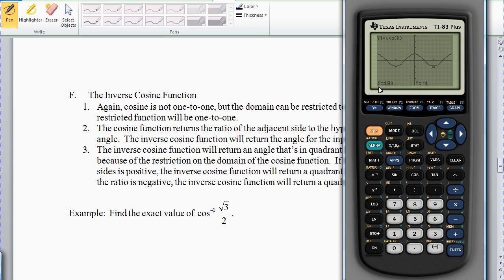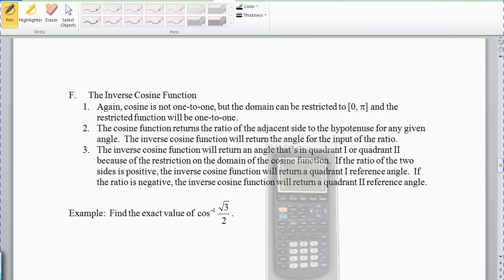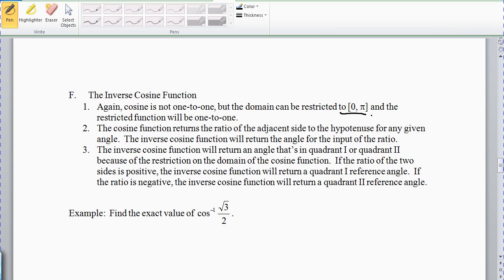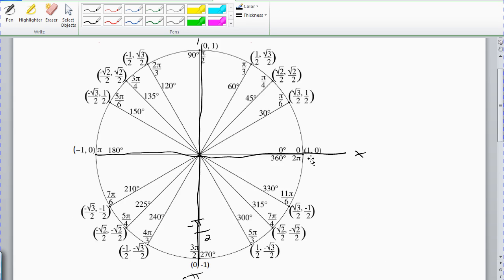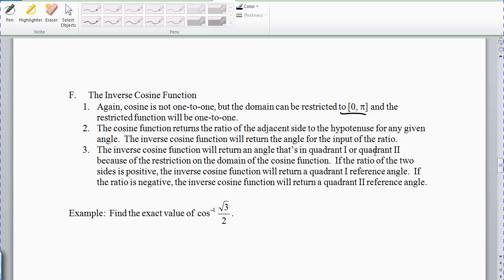So we're going to restrict it from 0 to 180 degrees, or pi. And there it is. So keeping that in mind, that means we're looking at only from 0 to pi, first and second quadrants. So let's find the exact value of inverse cosine of square root 3 over 2.